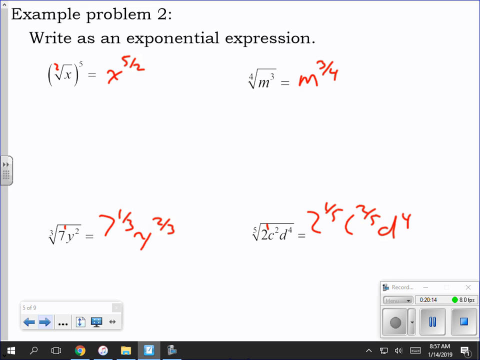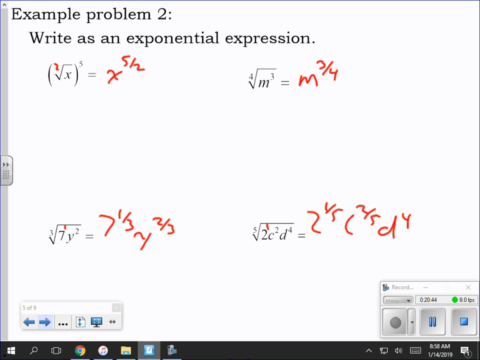Now, before we move on, I actually want to go back and look at this first problem. When we were simplifying radicals the other day, and I said, take 5, divide it by 2, you pull out the whole number, you're left with the remainder. Technically, this is what we were doing: we're rewriting as a fraction. Now you take that fraction and rewrite it as a mixed number.